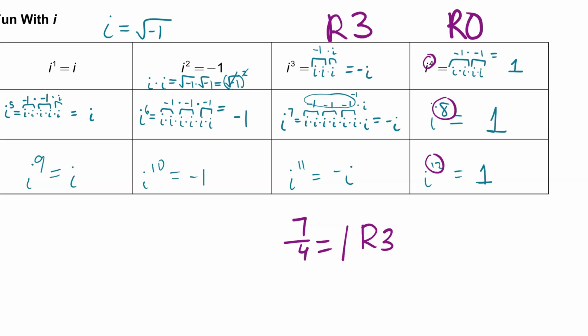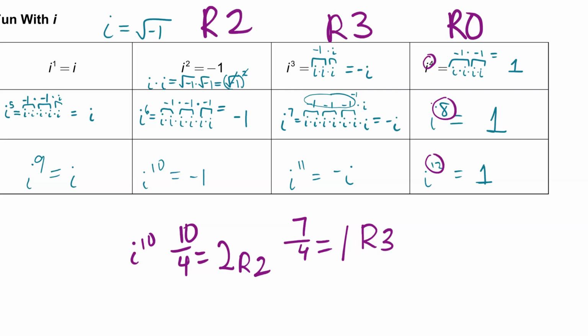And what about things in the second column? If I take i to the 10th power, so 10 divided by 4, how many times does 4 go into 10 evenly? 2. And how many remainder? So 4 times 2 is 8. 8 plus what is 10? So 2. 2 remainder.